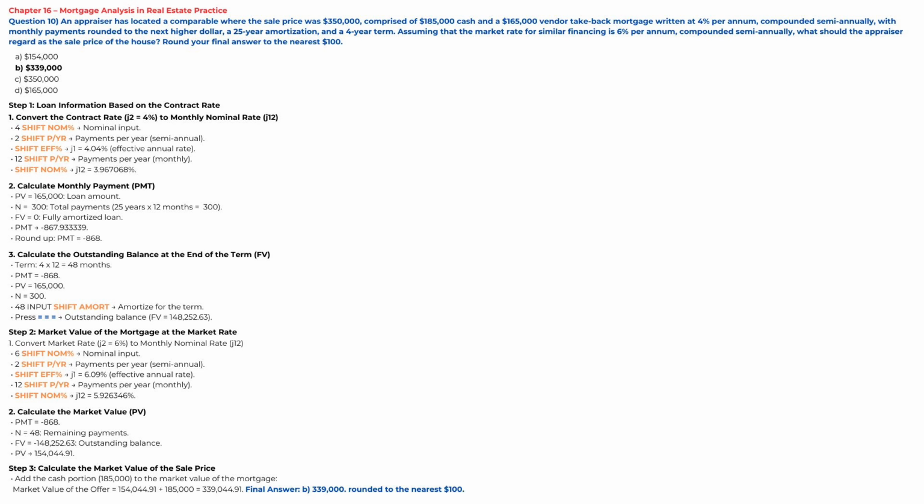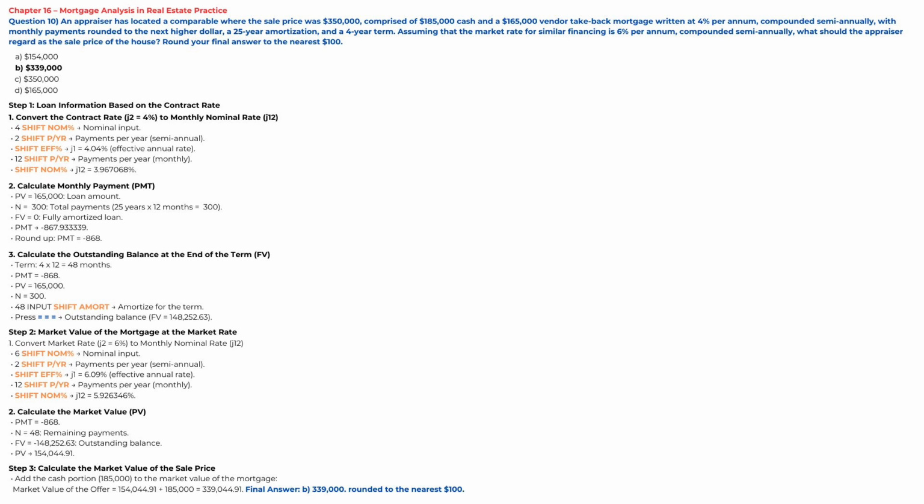Shift NOM, J12 equals 3.96768%. 2. Calculate the monthly payment, PMT. 165,000 PV, loan amount. 300 N, total payments, 25 years times 12 months. 0 FV, fully amortized loan. Press PMT, calculator displays -867.93339. Round to 868, plus and minus sign, and then press PMT to round off the payment.